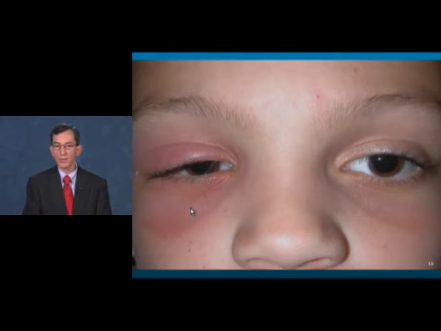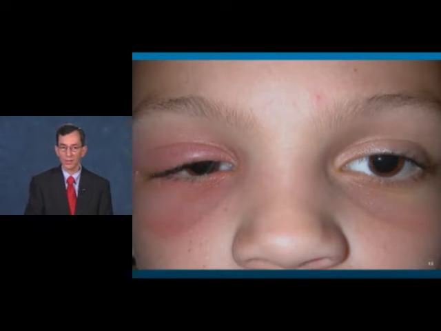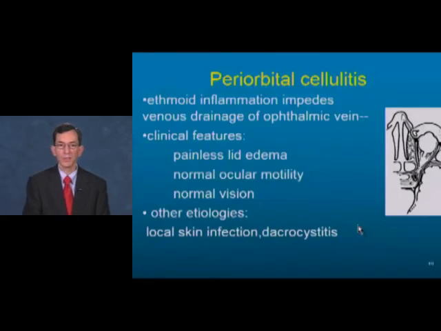But if this child were here with us today and we could ask him to demonstrate eye movements, we would see that there's intact eye movement, there'd be intact acuity, and there's no proptosis. The globe is in its proper position.